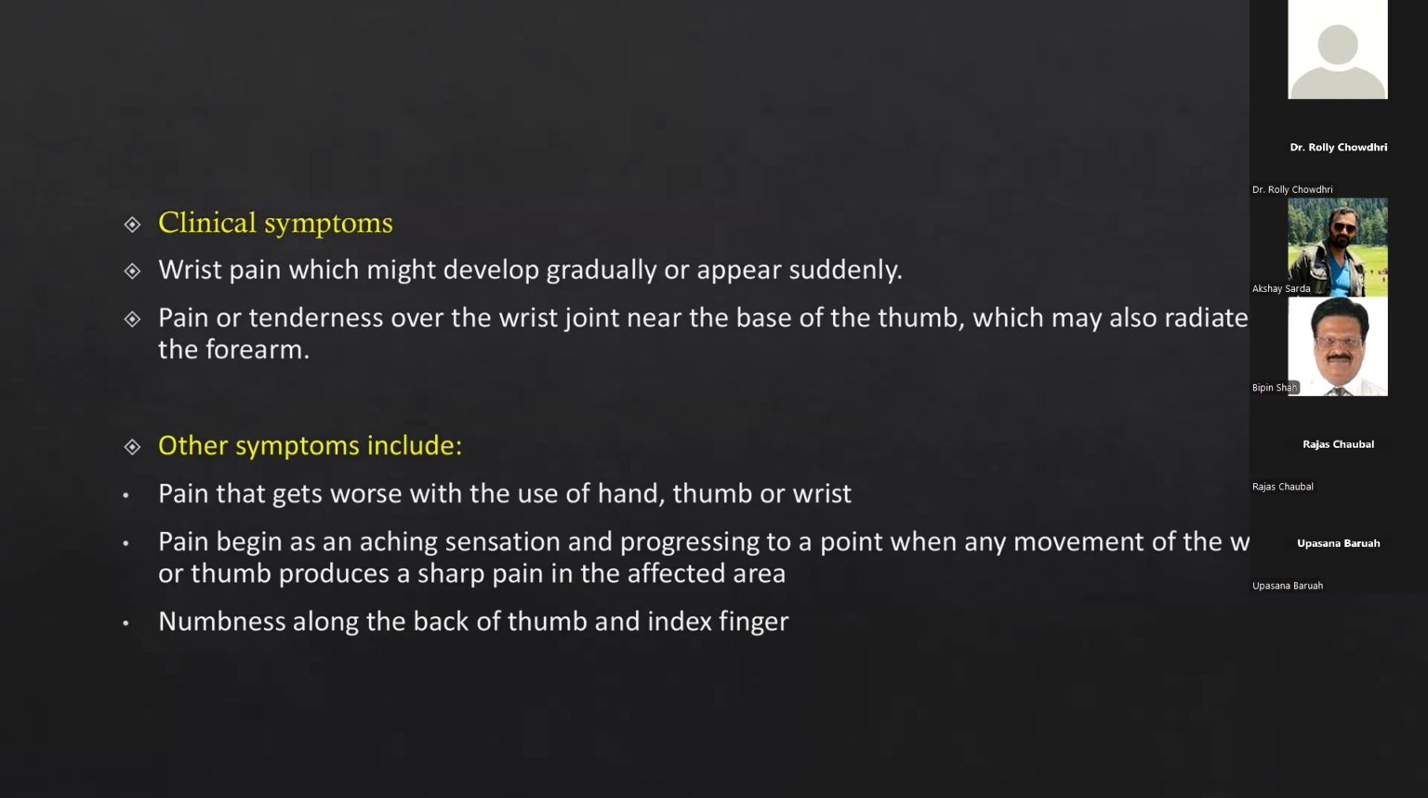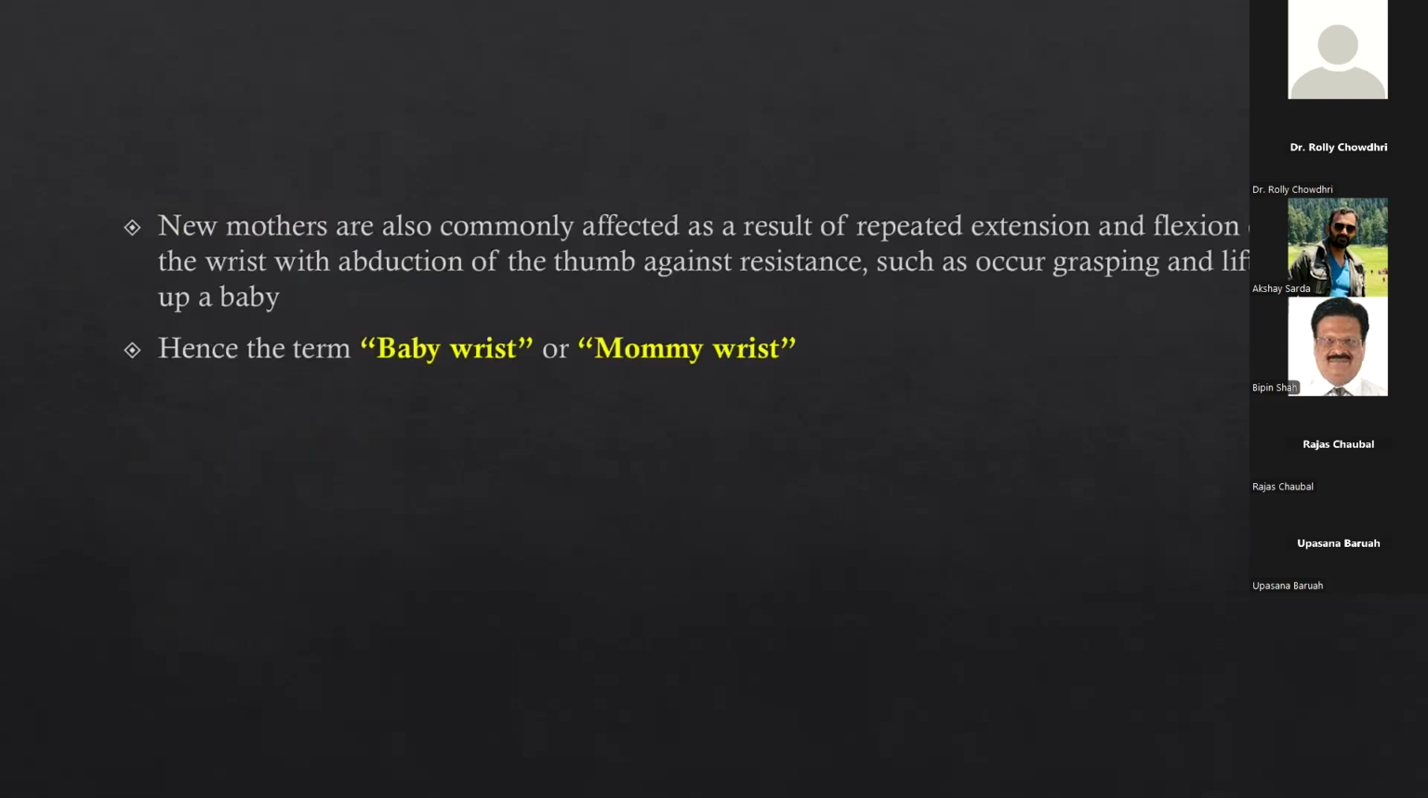Associated, there may be numbness at the back of the thumb and index finger. This is also called mommy wrist because it's often seen in new mothers, because of repeated extension and flexion of the wrist with abduction of the thumb against resistance whenever they are trying to grasp and lift the baby. So sometimes it's called baby wrist or mommy wrist as well.